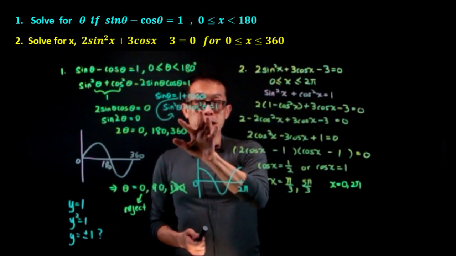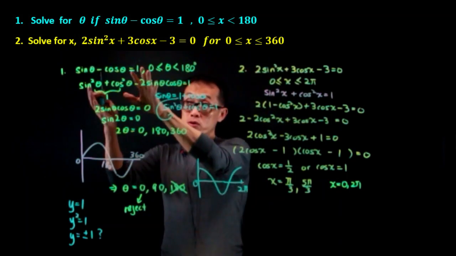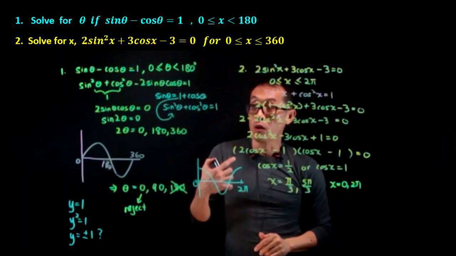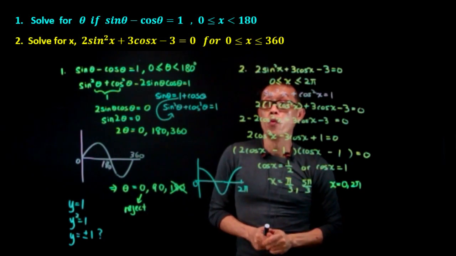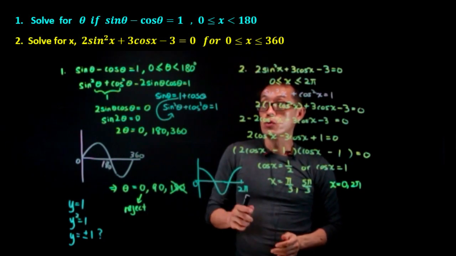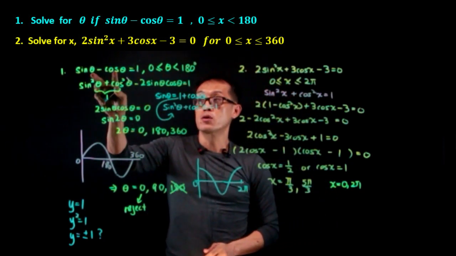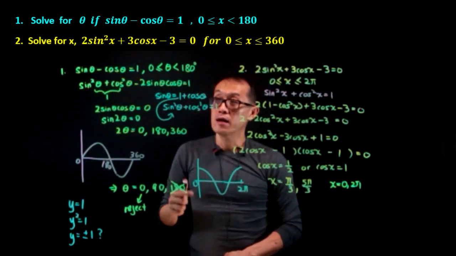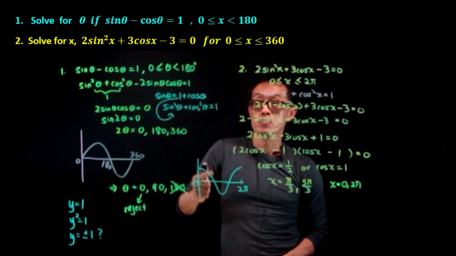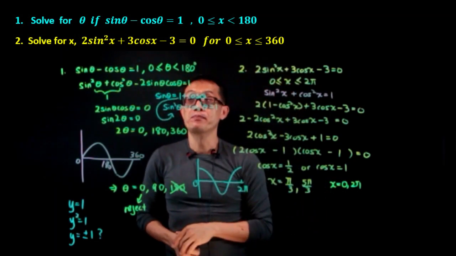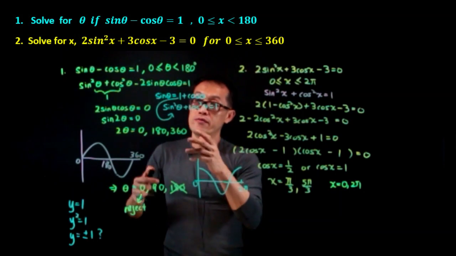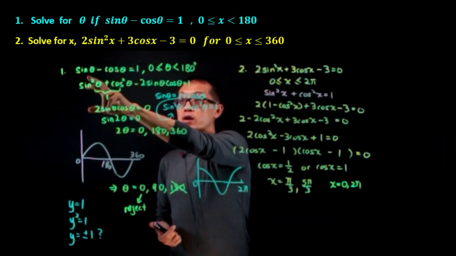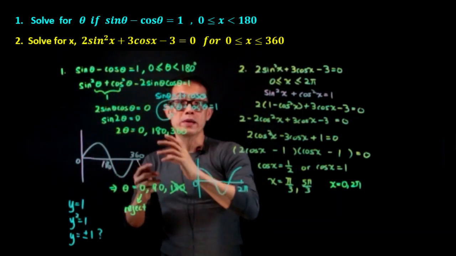Now, this is a better solution, a better way to solve question 1. Why is this so? You notice that in this question, the coefficients of sine theta and cos theta are the same. So if you square it, you will have sine squared theta plus cos squared theta, and then you can just group it.